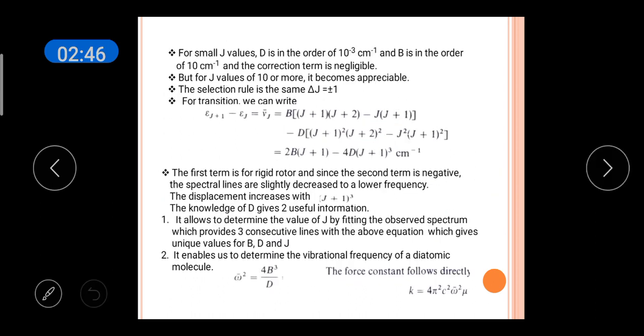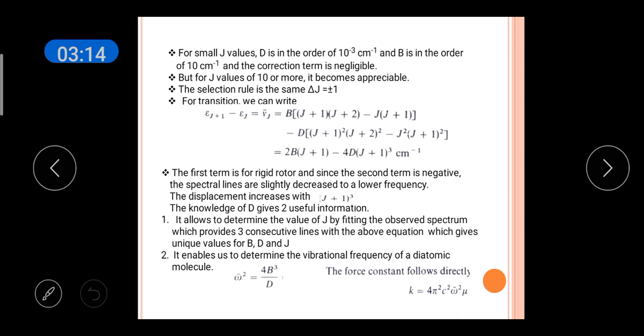So usually we will be neglecting these two terms and we will be having terms with B and D only. For small J values, D is in the order of 10 power minus 3 centimeter inverse and B is in the order of 10 centimeter inverse, and the correction term is negligible. But for J values of 10 or more, the correction term becomes appreciable. The selection rule is the same as in the case of a rigid rotor. Del J is equal to plus or minus 1.